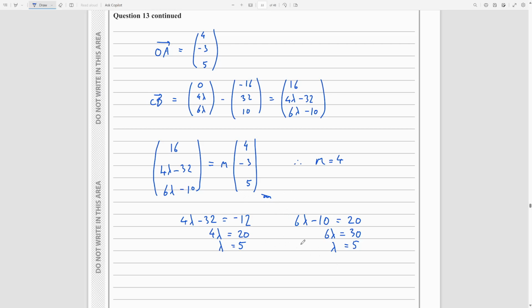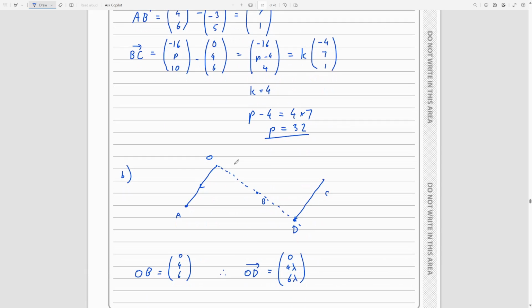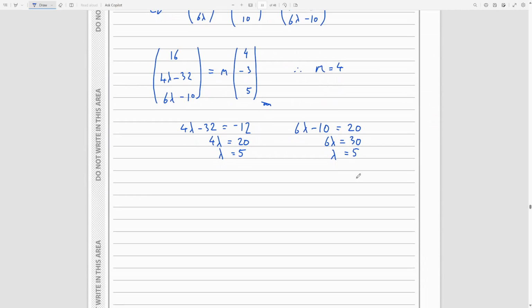Okay, so we now know that lambda is 5, and we can work out, therefore, what the modulus of OD is. Remember, the position vector of OD was this, 0, 4 lambda, 6 lambda. Since lambda is 5, OD is 0, 20, 30. So the modulus of OD is the square root of 0 squared plus 20 squared plus 30 squared. Key all of that into the calculator, or do it in your head if you're a whiz with that sort of thing. We end up with 10 root 13.